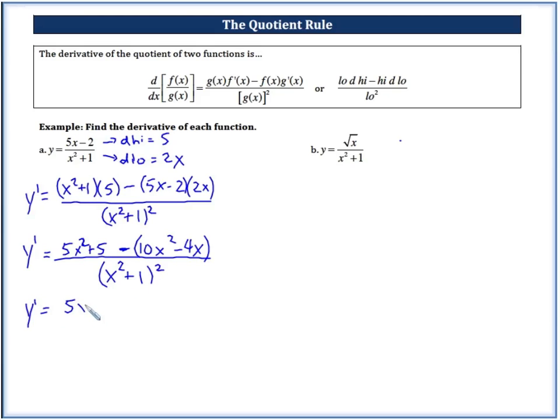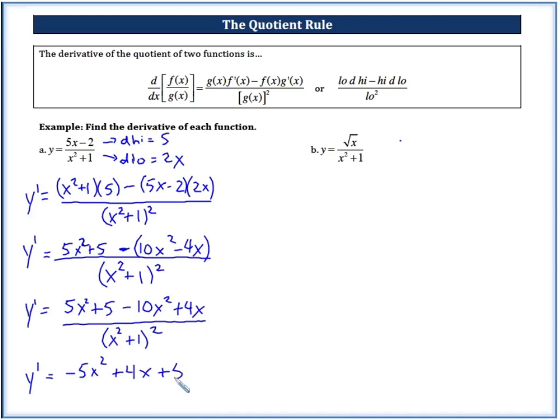Okay, now we need to distribute the negative right here. So we get negative 10x squared and then plus 4x, still all over low squared. And now we'll combine like terms. So we get negative 5x squared plus 4x plus 5 over x squared plus 1 squared. And that is our final answer.